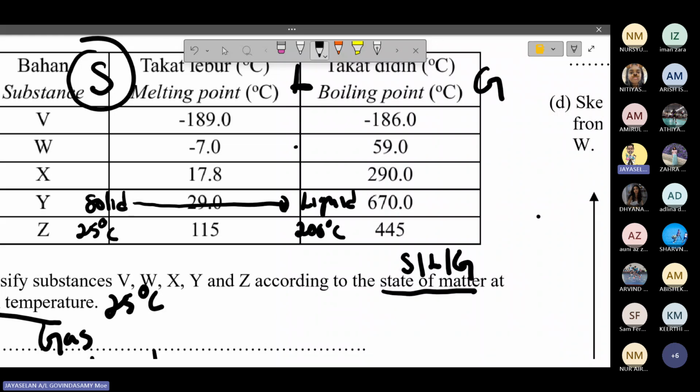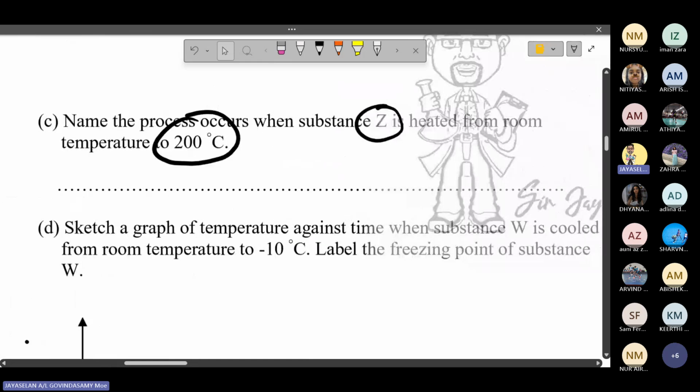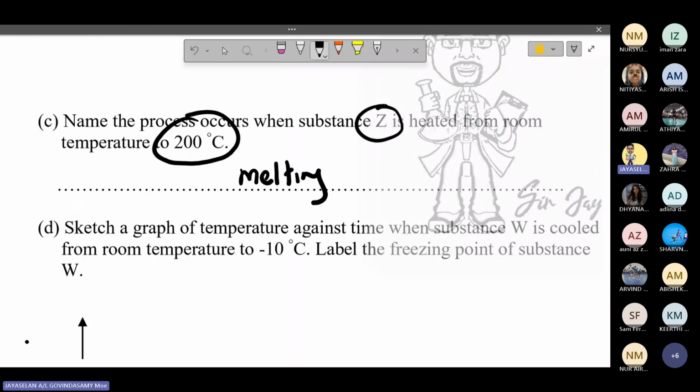What is the name of the process? Okay, when particle changes from solid to liquid, what is the name of the process? All of you know, right? The process will be melting. When particle is heated from solid to liquid, the name of the process is called melting. Any question?